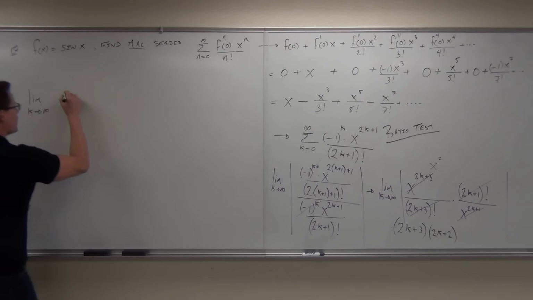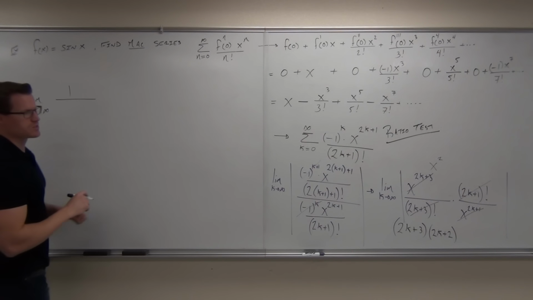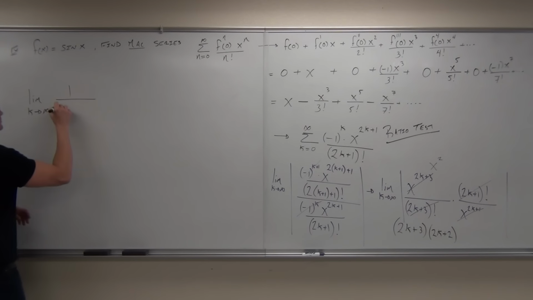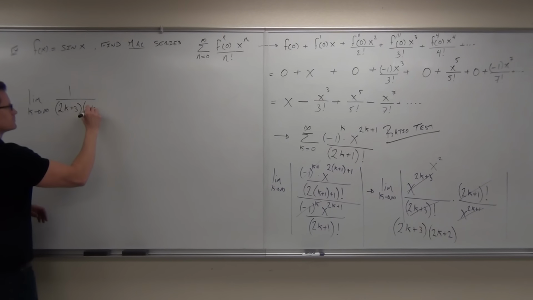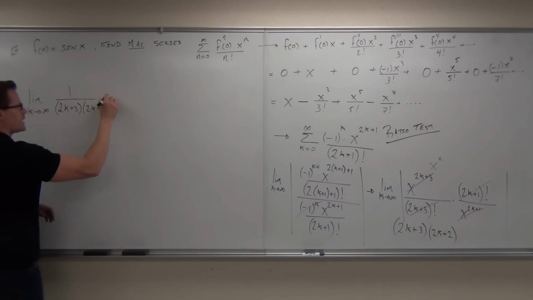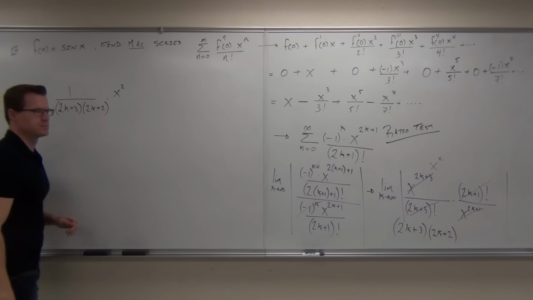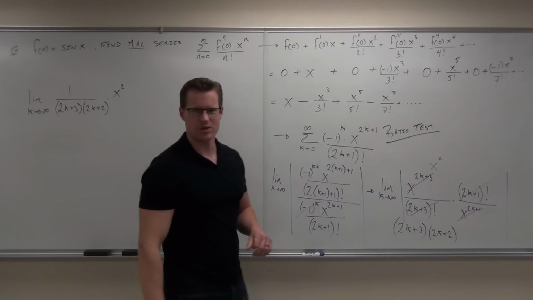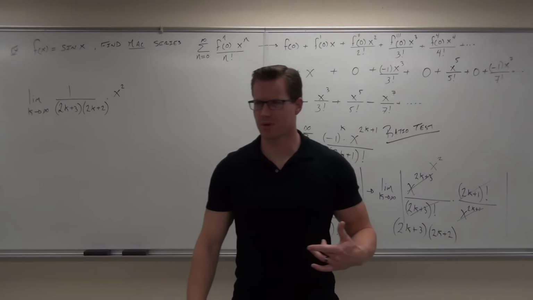We're going to have a 1 over, what's going to be on our denominator? 2k plus 3, 2k plus 2, times x squared. See where x squared's coming from? Yes. 2k plus 3, 2k plus 1?